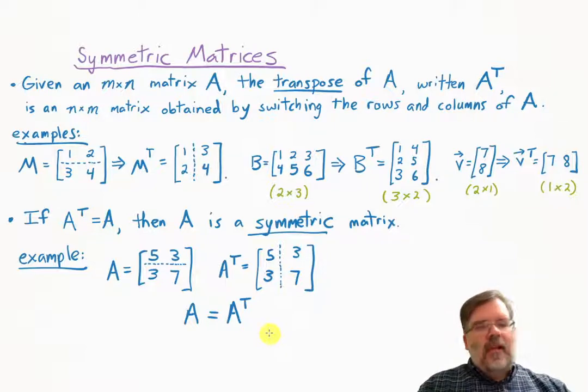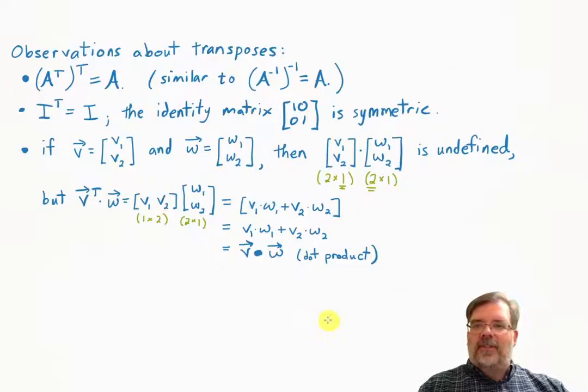And another way you can think about this, imagine that there was a mirror along the diagonal from 5 to 7. That's the line of symmetry of this matrix. This 3 would reflect across the mirror to this 3. So that's a symmetric matrix. And symmetric matrices have lots of interesting properties. But to understand their properties, we need to understand some things about transposes.